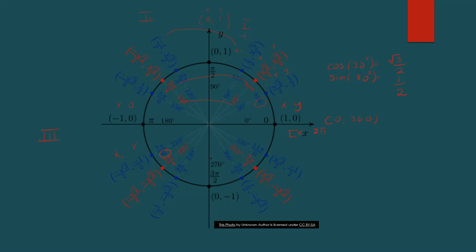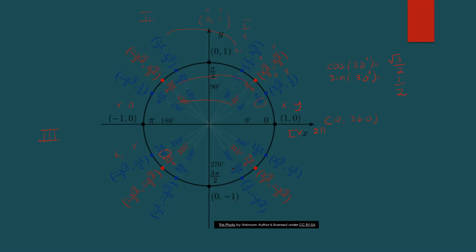Okay, what about 3 pi over 2, or 270 degrees? It comes from the pi over 2 family. So the only difference is the y value is negative, right? We have a negative 1 and an x value of 0.